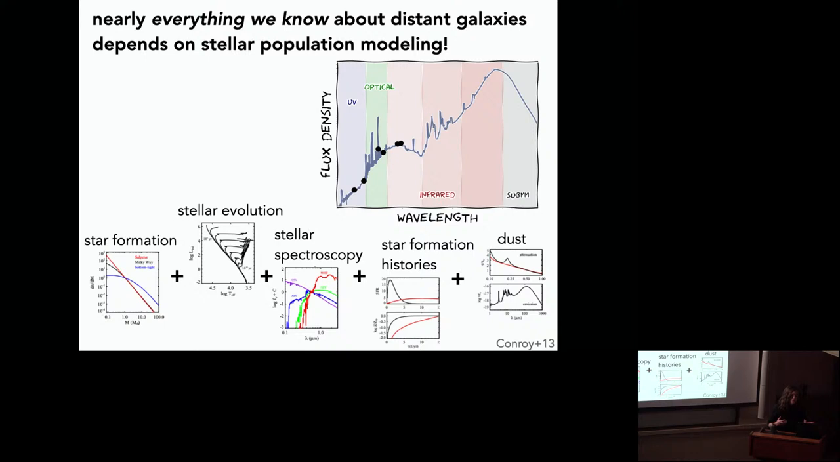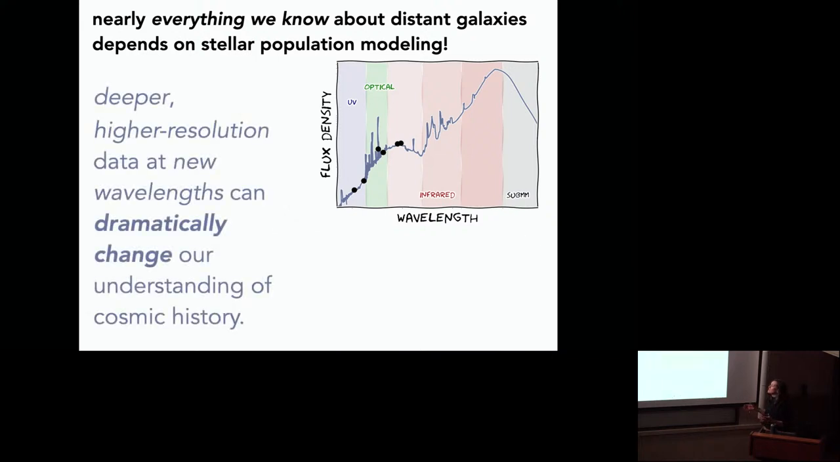So basically, on the observational side, most everything that we know about galaxies in the distant universe relies on this type of modeling in some way, whether or not we're fitting photometry or spectra. This is really the backbone of how we understand our observable universe. What that fundamentally means is that anytime we can improve our understanding of this diagram, so anytime we can put better, deeper data, or cover new parts of the wavelength regime, or look at higher resolution data, it can really dramatically impact our understanding of the properties of distant galaxies and, in turn, our understanding of the evolution of galaxies across cosmic time.